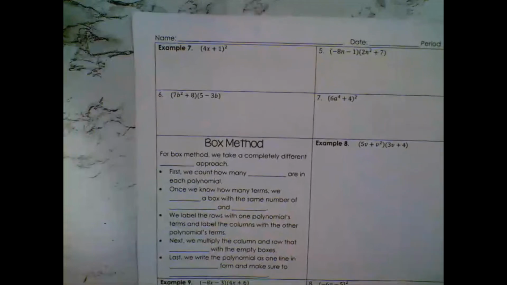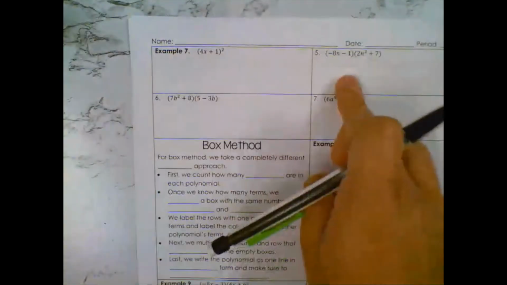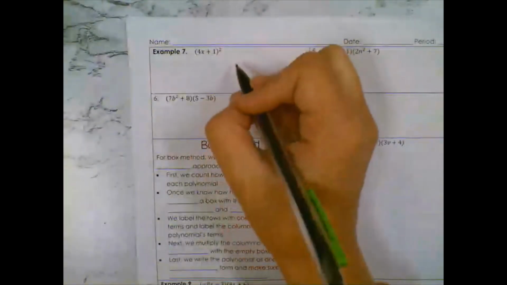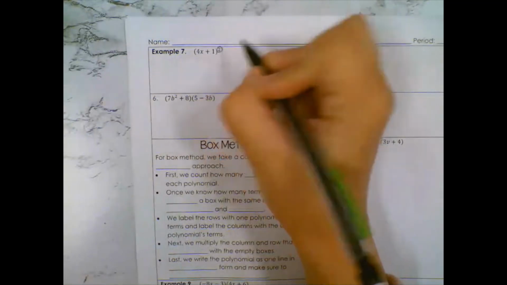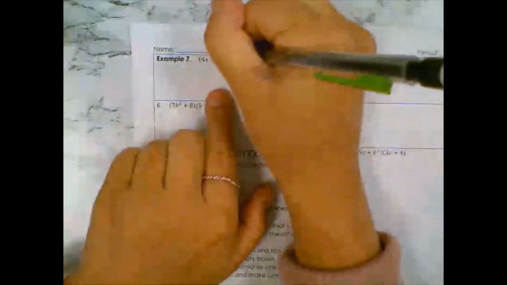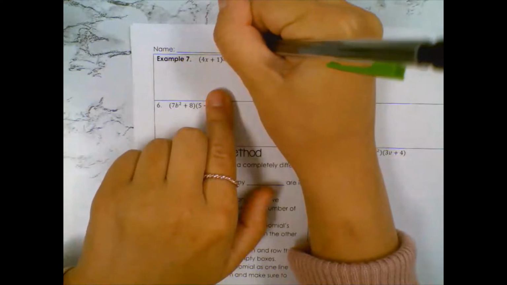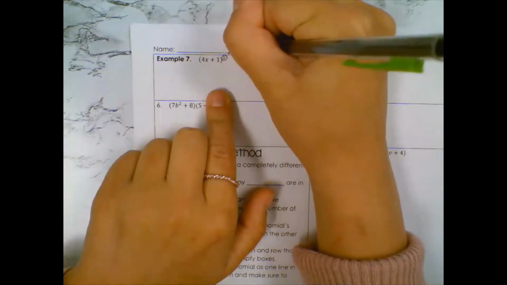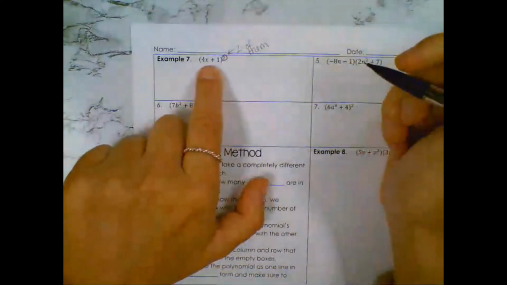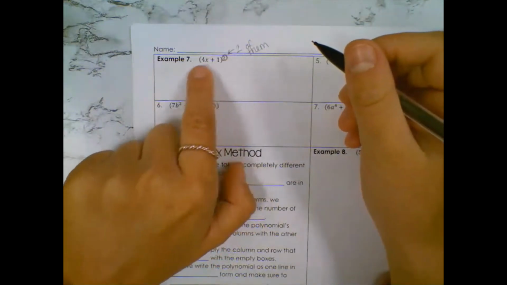One more that I'll do with you as an example because these are a little hard, and then you'll try one on your own. Now, this is where things get a little tricky, is we have to remember what squared means in math. So squared means there are 2 of them. So I have 2 of these being multiplied. That's how many I have. I have 2 of them.